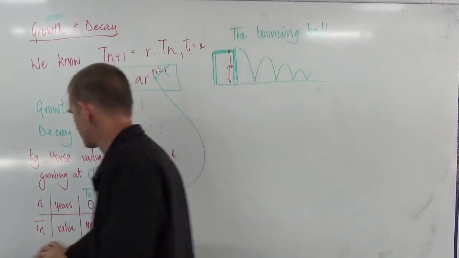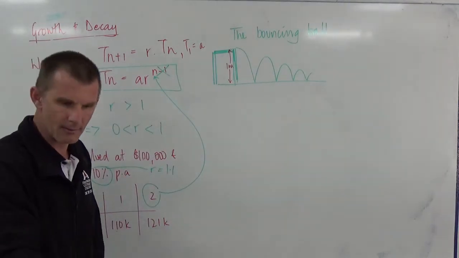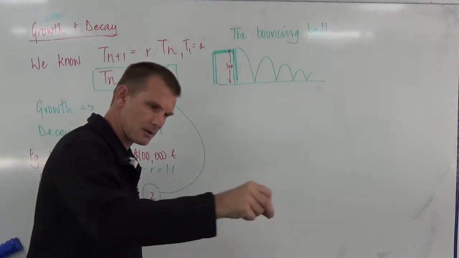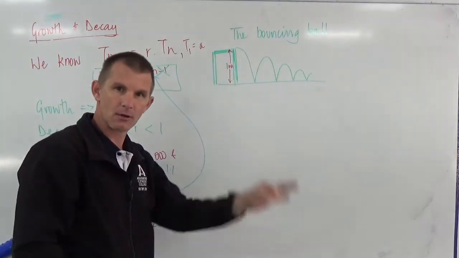Right, the second question that's a very common one is the bouncing ball question. You know, it's on a table and the ball gets knocked off the table, it bounces away. Now, it might bounce away, it might just be bouncing on the spot as well.